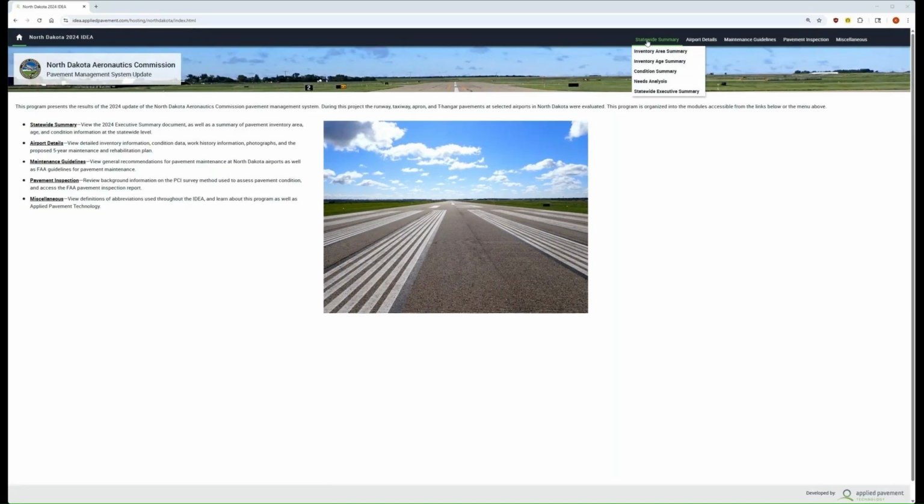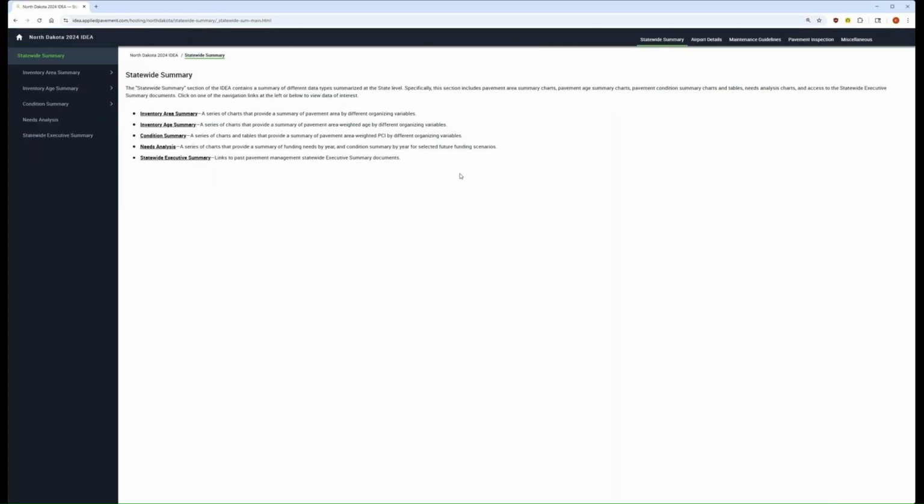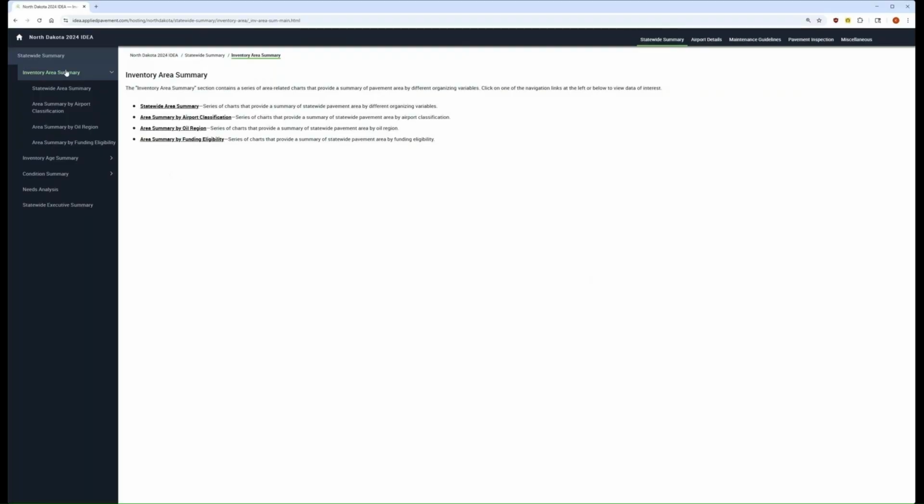To start, simply select statewide summary information if that's what you're interested in viewing. You'll notice that you immediately have some context legend along the left-hand side of the screen. This provides summary statistics based on pavement area, pavement age, some condition summary information, a needs analysis of the entire overall system of pavements in the airport pavement management system for North Dakota, as well as links to copies of PDF executive summaries that have been completed from the study. Simply select one of the pieces of information you'd like to look at.